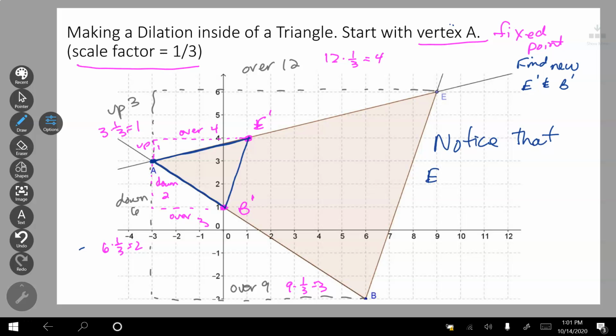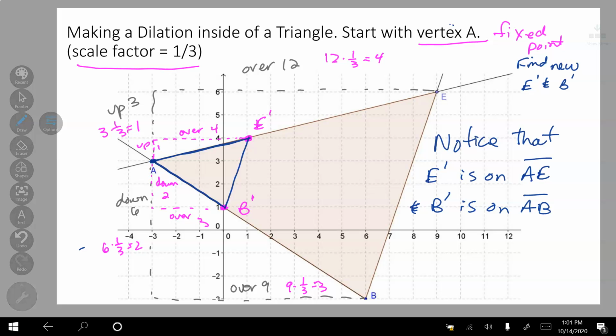One thing I do notice is that the point E prime is on the original line AE, and B prime is also on its original line AB. So even though when I keep a point fixed, when I use one of the vertices as my fixed point, and it shrinks it or enlarges it, those new points will be on the original line segment.